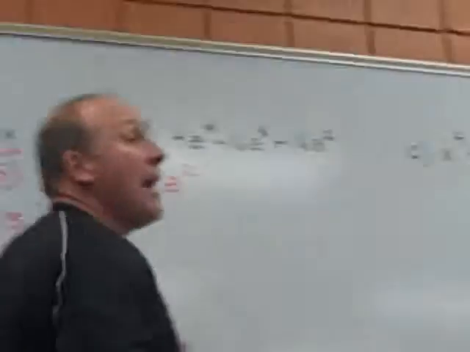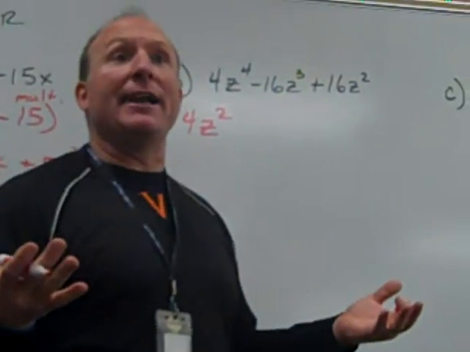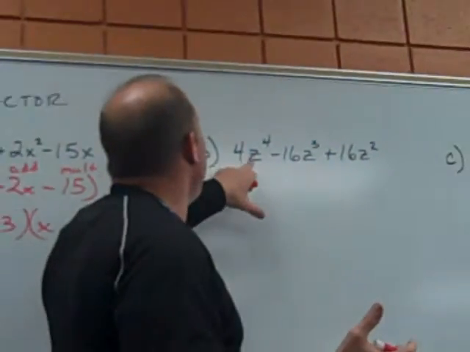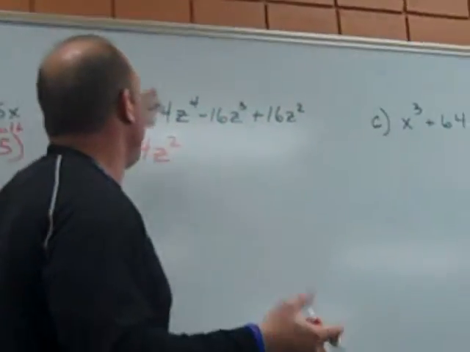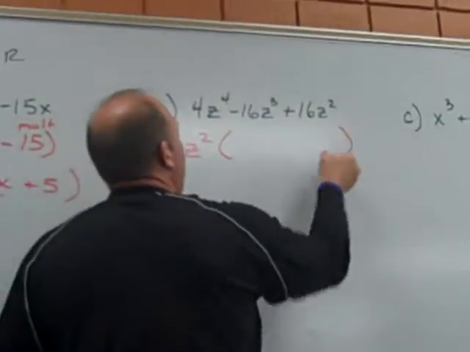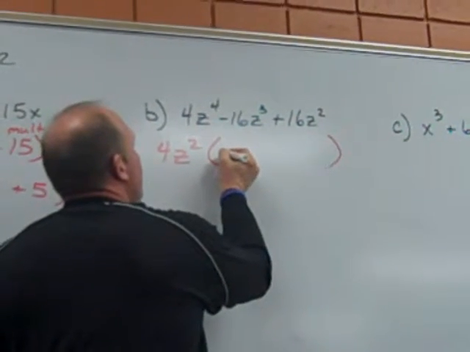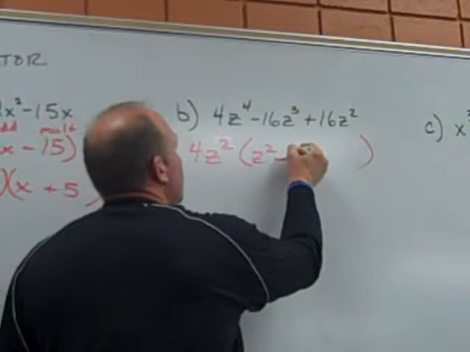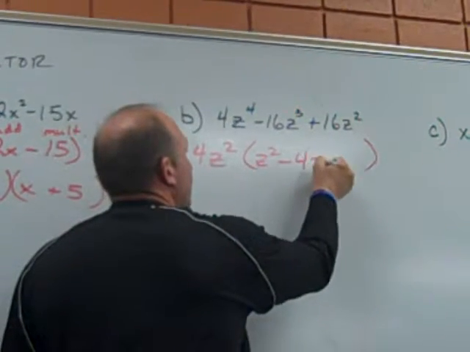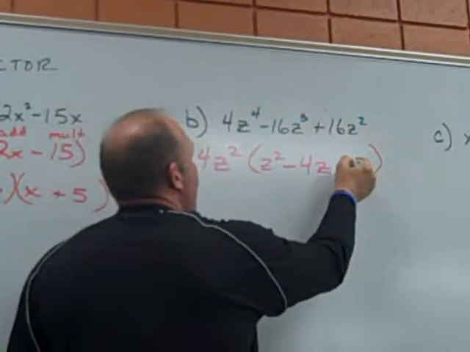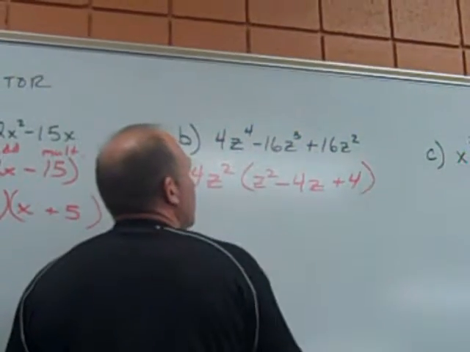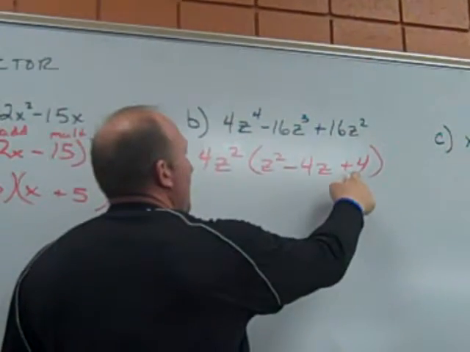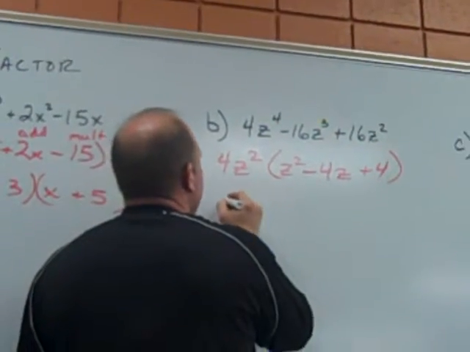Z squared. Now, when you factor, it's really dividing. So what is 4z to the 4th divided by 4z squared? What's going to be left, in other words? Z squared. Middle term, negative 4z. And 4. Two numbers that multiply to give you 4 and add to give you negative 4.